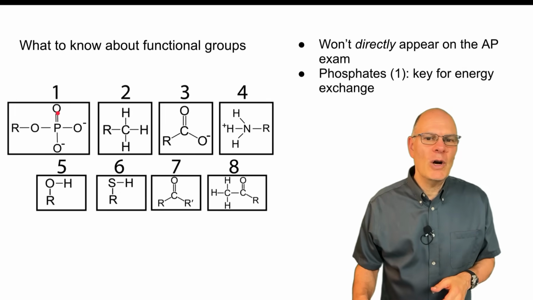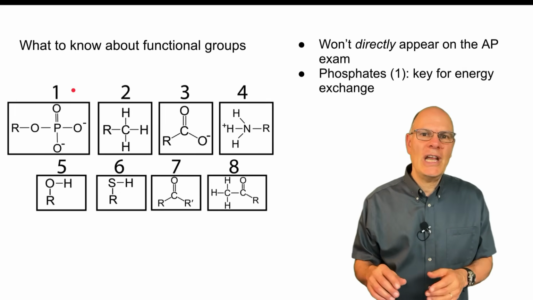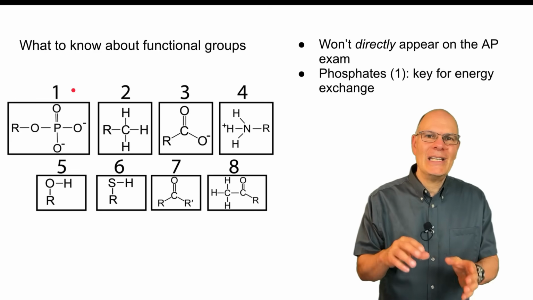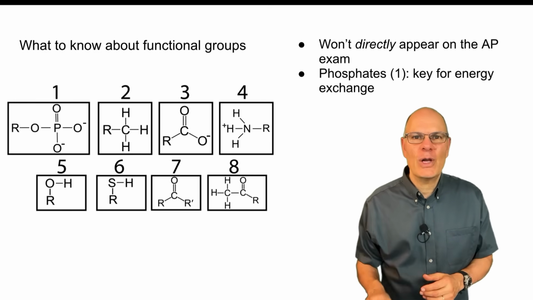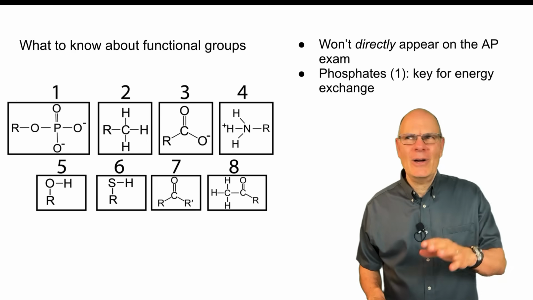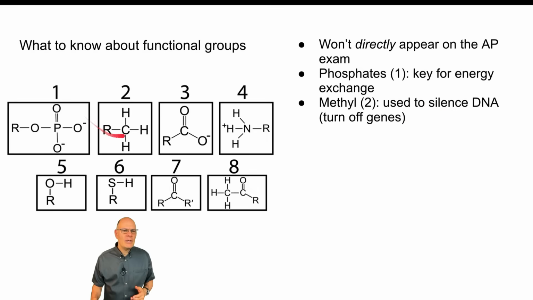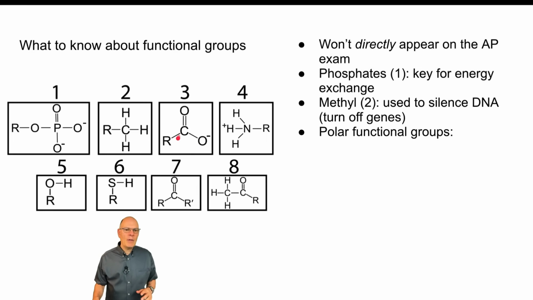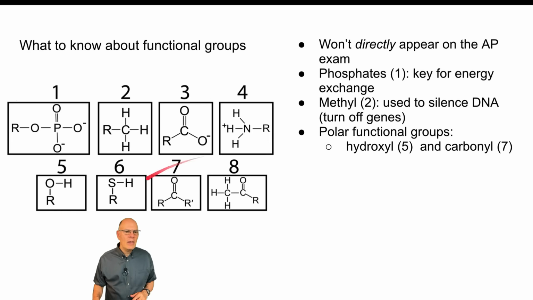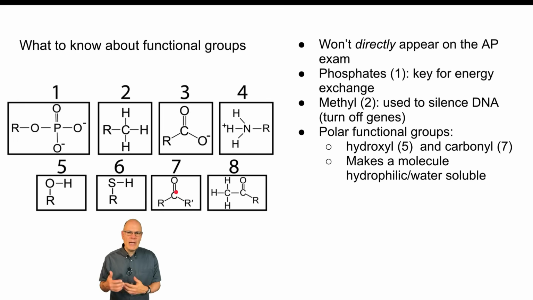Phosphate groups, number 1 over here, they're key for energy exchange. ATP, adenosine triphosphate. Phosphates are also found in DNA, and they're what energize DNA monomers as they're put together. This methyl group over here at number 2, it's used to silence DNA. It makes molecules non-polar or hydrophobic. There are a couple of polar functional groups to know about. There's the hydroxyl group at 5, the carbonyl group at 7, and they make molecules hydrophilic or water soluble.